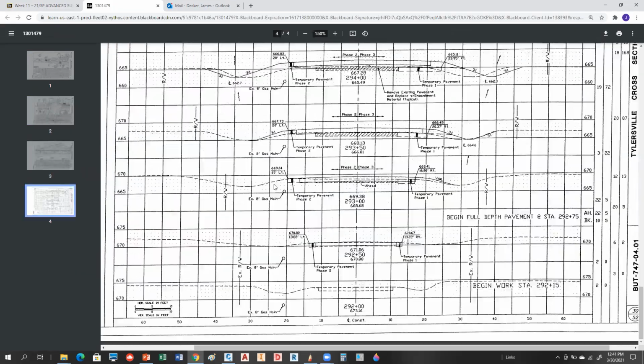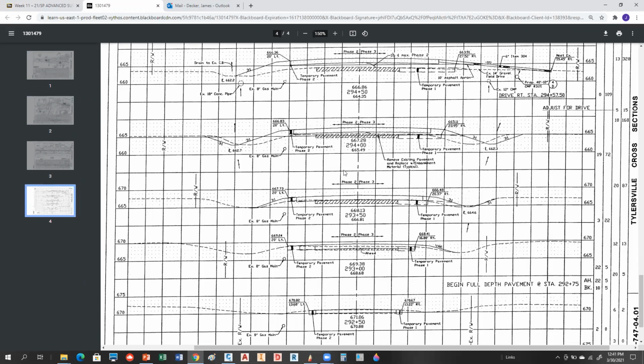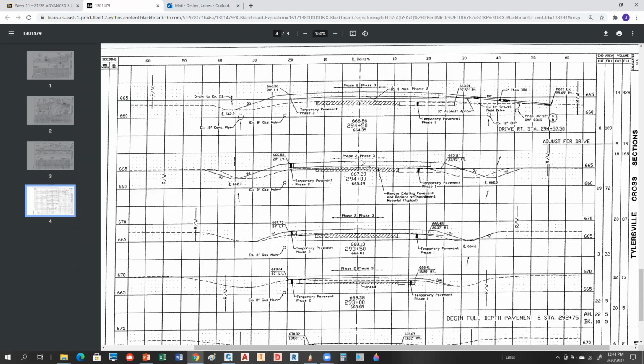These guys right here are called typical sections or cross-sectional views. And notice they're occurring at every 50 feet. So this one's at 294 plus 50. This one's at 294 plus 00. So these are occurring every 50 feet. And what you're seeing is the proposed information superimposed atop the old information. This is really complex because they had an old road bed surface here, and they're putting a new one on top of it. So you're seeing a lot of information.